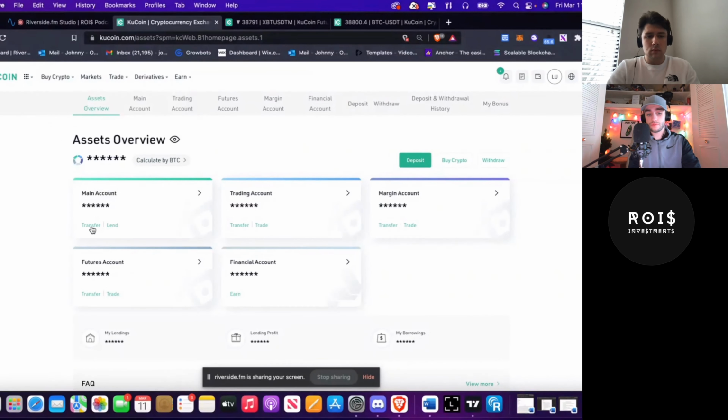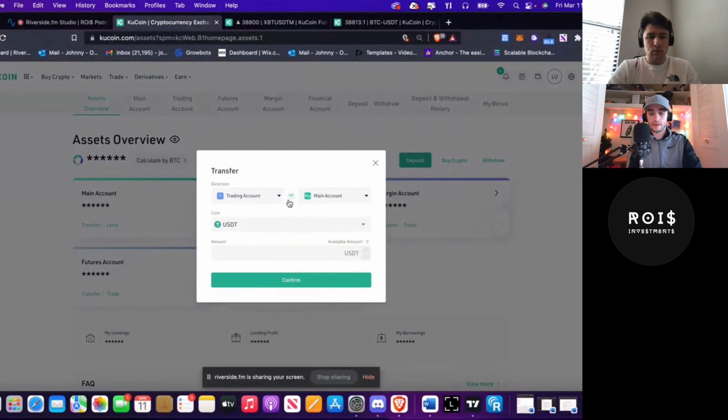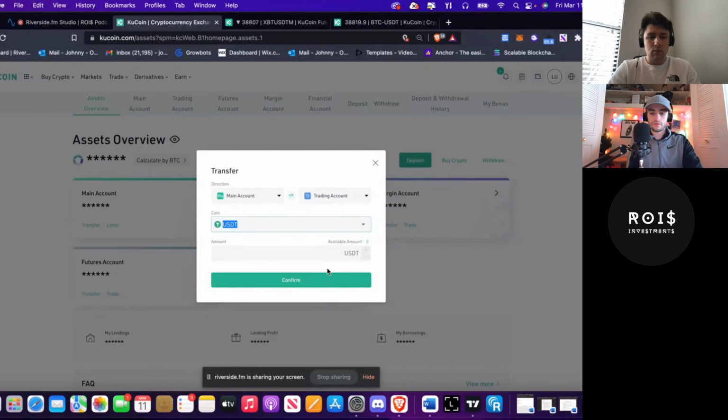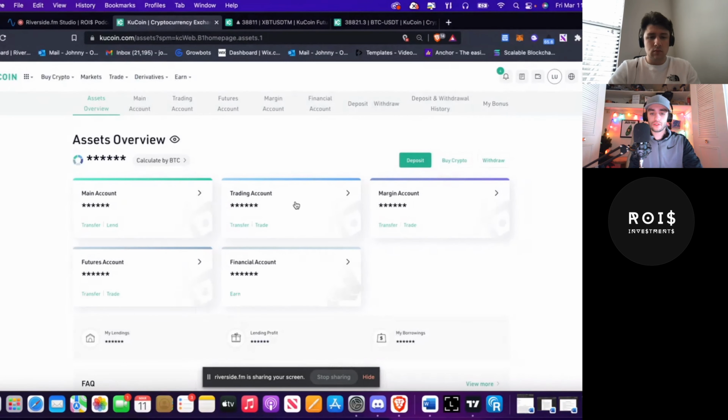And then once it's in the wallet, you're going to want to go to transfer. It'll go to the main account. You'll transfer it from the main account to the trading account, and you get to choose whatever crypto it is, and then however much you want, and then you press confirm. Once that's done, it'll be in your trading account.